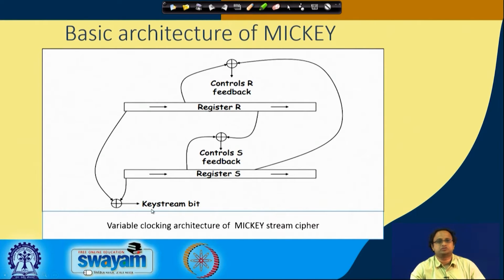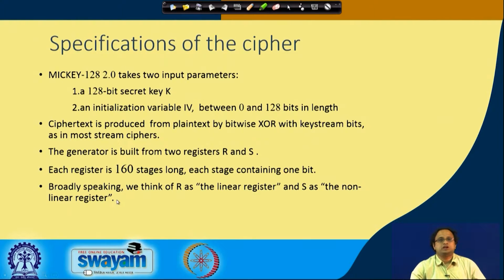When you take this keystream bit, you XOR it with the message bits, and you get your corresponding ciphertext bit. Okay. So the generator, as we have seen in the picture, is built from two registers, register R and register S. Both of these registers are 160 bits long, and each stage contains one bit. Broadly speaking, you can think of R as the linear register, whereas S is essentially a non-linear register.